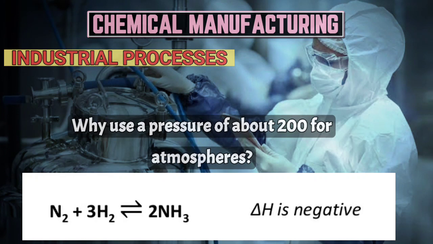But high pressures take a lot of energy to create, and they require greater safety precautions to prevent leaks or explosions. We therefore use a moderately high pressure as a compromise, and that is why we make use of 200 atmospheres for the process.